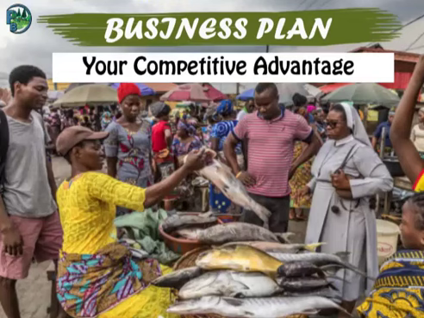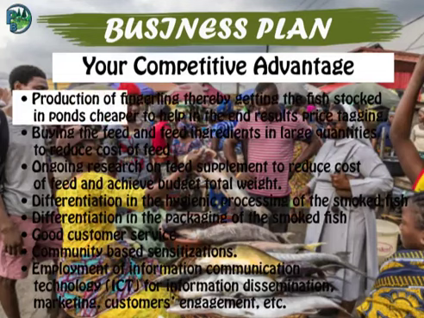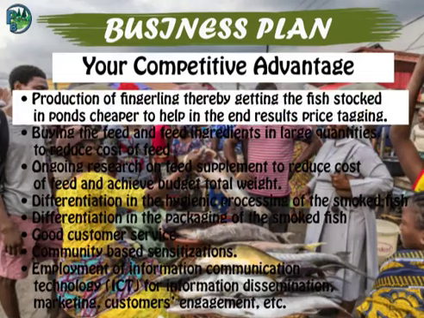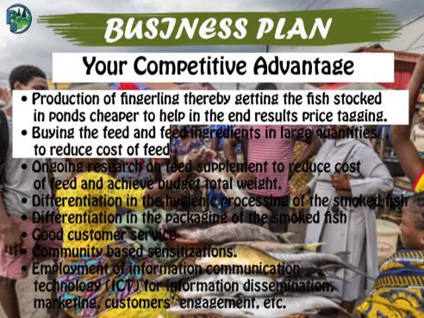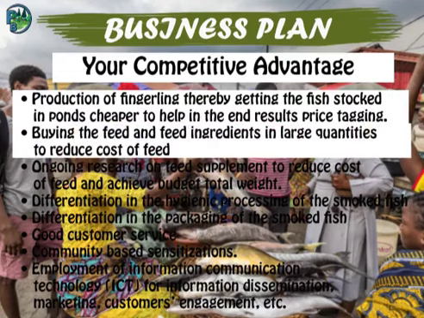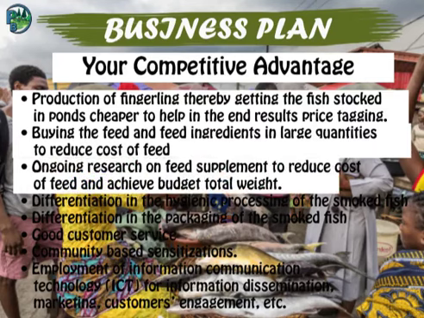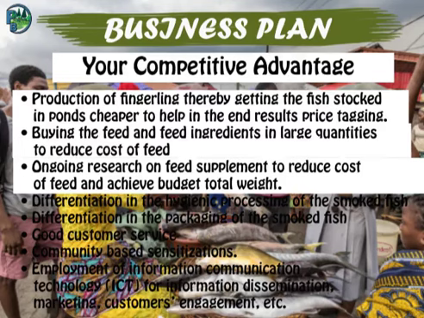your competitive advantage could be production of fingerlings, thereby getting the fish stocked in the pond cheaper to help in the end results of price tagging. It could be buying the feed and feed ingredients in large quantity to reduce cost of feed, or an ongoing research on feed supplements to reduce cost of feed and achieve budget total weight.